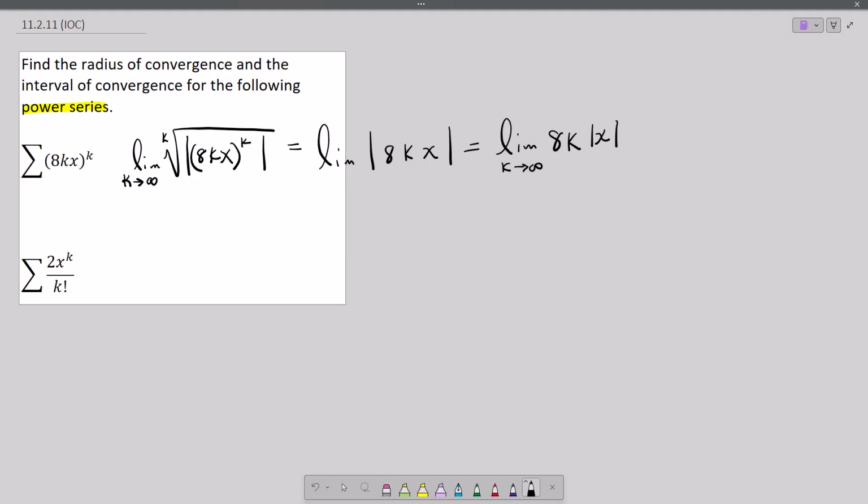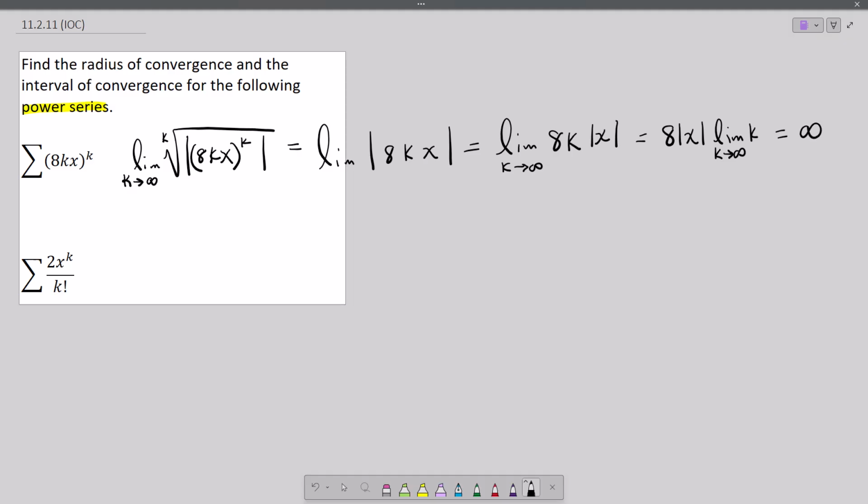Does x depend on k? No, there's no k in the x. The x is the x. If k goes to 5 or 100 or 1,000,000, it doesn't change the x. So we can rewrite this as 8 absolute value of x, limit of k as k goes to infinity. Right? The 8 and the x don't depend on the k, so they can come out to the front like constants do. And what is this limit? Infinity.